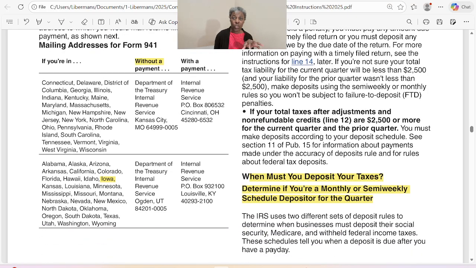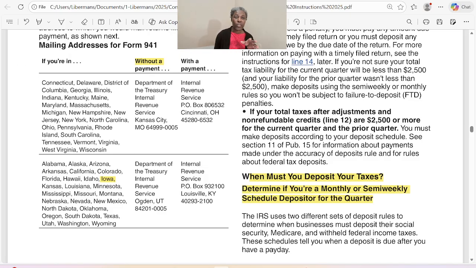You are going to locate your state in column 1, and then you will use column 2, without a payment, the address that corresponds to the row where your state is located. That is the address you will put on the envelope. In this example, our business is located in Iowa, therefore we are using Iowa. We will use the column 2 without a payment address corresponding to the row where Iowa is located, and that is what will be on the envelope. And you mail that envelope.